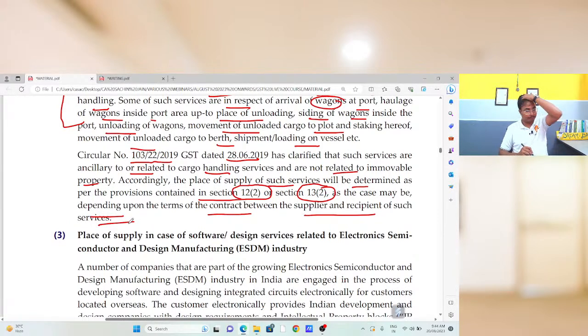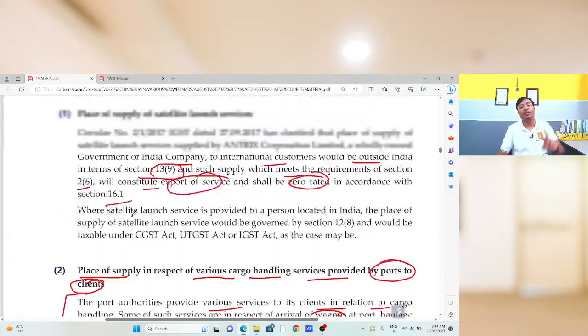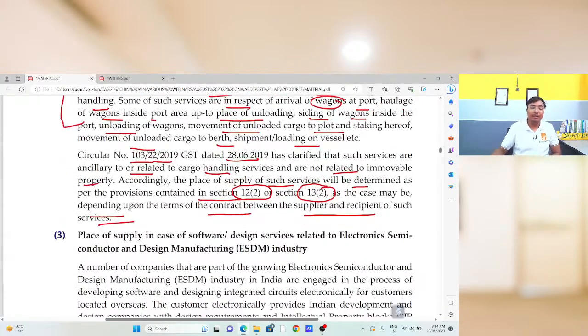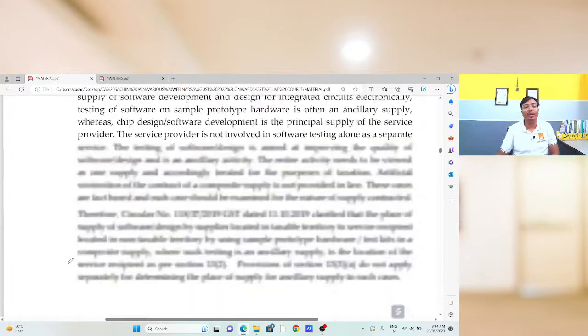We need to decide the same from the general principles. That is, if the recipient is registered, in that case, the location of the recipient will be the place of supply. If we have the address, in that case, that address will be treated as the place of supply. And if we have no address, in that case, the location of the supplier will be treated as the place of supply. Okay, so that is the case study. Two case studies we had already done. The third case study is pending. We will discuss it later with one example so that it will be more clear in your mind.